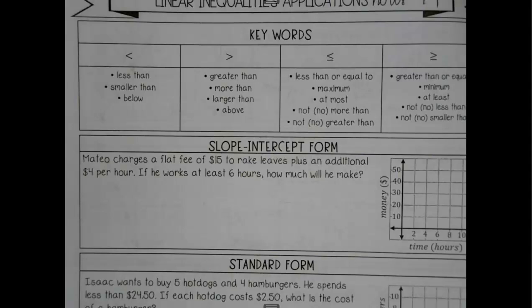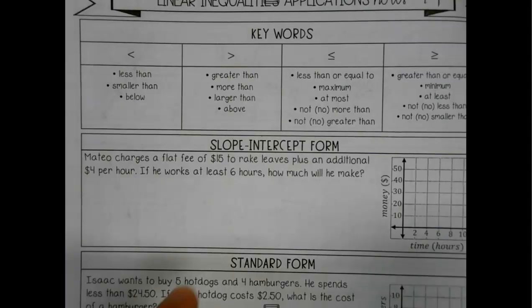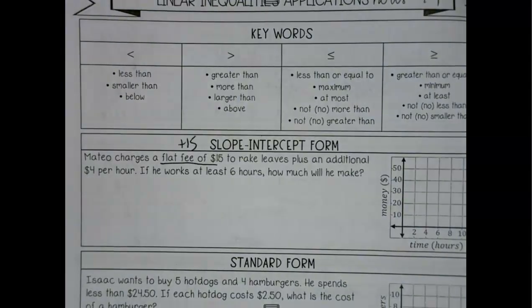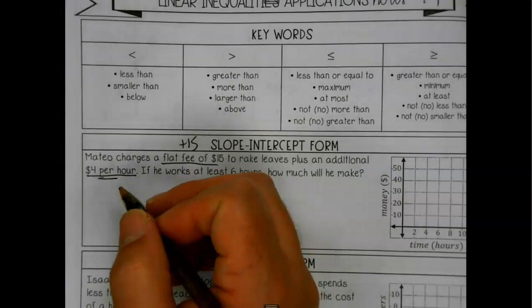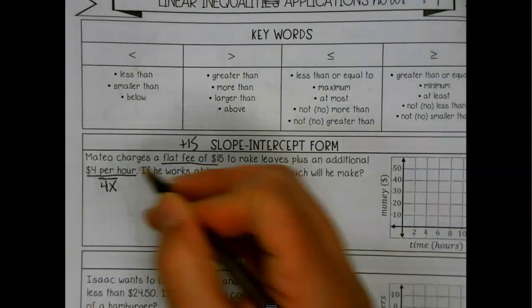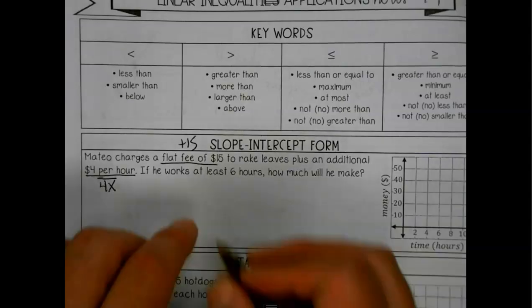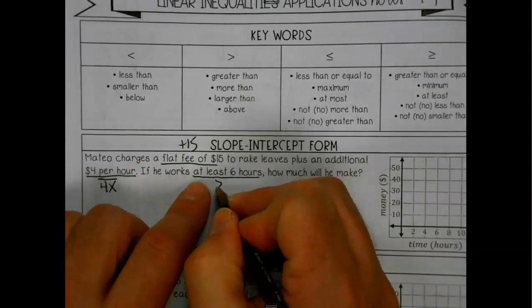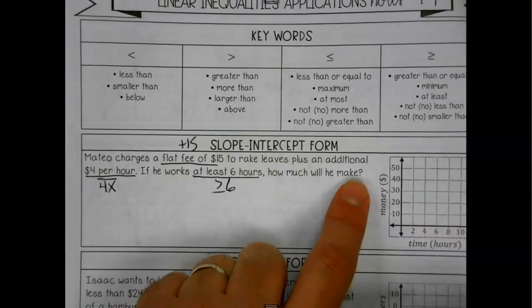So let's kind of look at the forms here and see what we can do with these. Mateo charges a flat fee of $15. Okay, so that's just regular old 15. Tarek leaves plus an additional $4 per hour. Anything that talks about multiple, is it 1 hour, is it 3 hours, is it 5 hours, I don't know, gets an X. If he works at least 6 hours, he might work 6, he might work more. How much will he make?